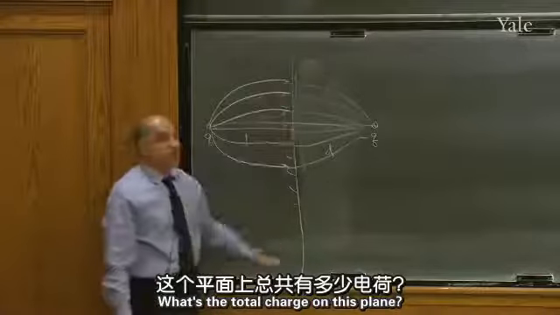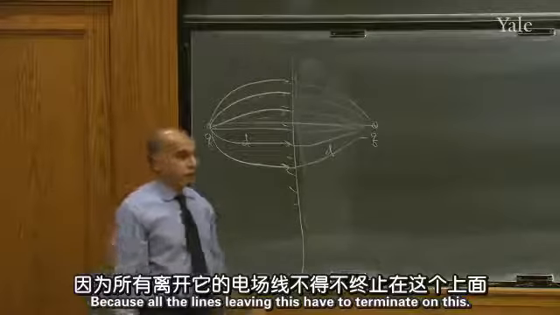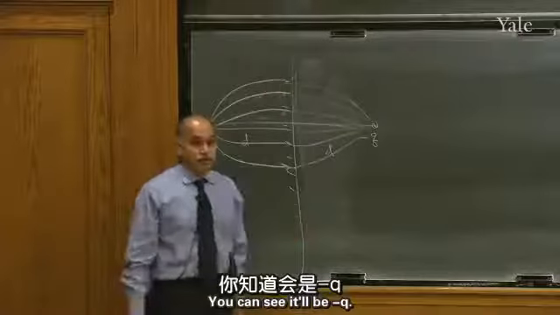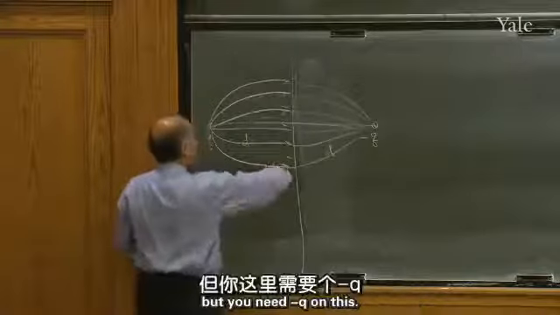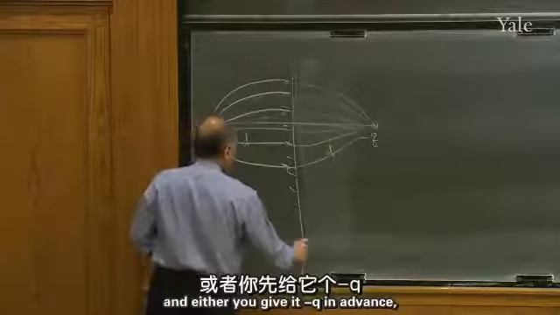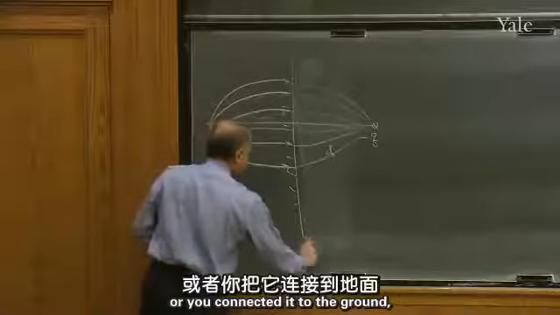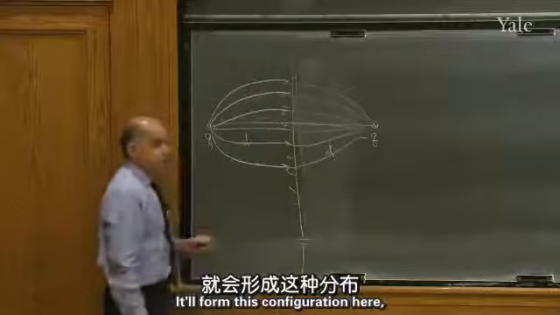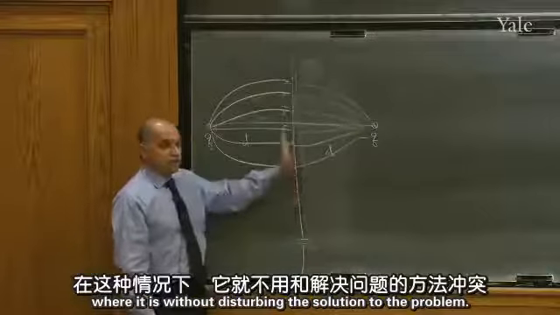What's the total charge on this plane? Because all the lines leaving this have to terminate on this. So you can see it will be minus Q. It won't be a point charge, it will be spread out, but you need minus Q on this. So what we say is, if you brought the plane in, and either you gave it minus Q in advance, or you connected it to the ground, in which case it will itself suck up minus Q. It will form this configuration here. So the infinite plane is able to remain where it is without disturbing the solution of the problem.